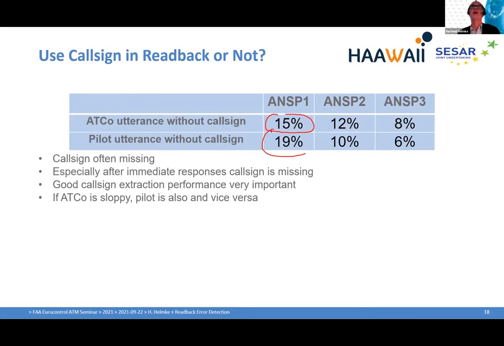You see also that if you have a sloppy ATCO, you also have a sloppy pilot. So there is more or less a correlation. This should just show that if you define it as a readback error when the call sign is not said, then you have 50% readback errors, or maybe during the conversation. So I think a call sign does not need to be said, although according to the book, it must.